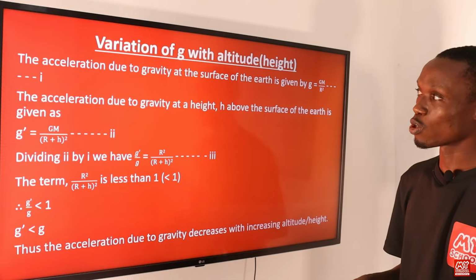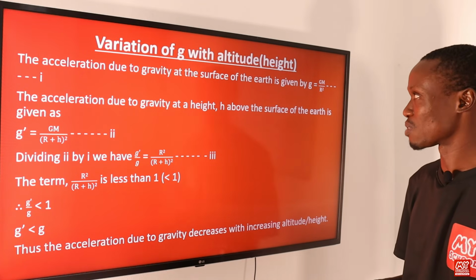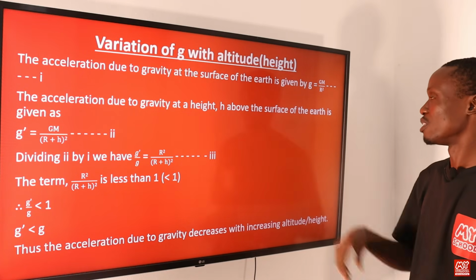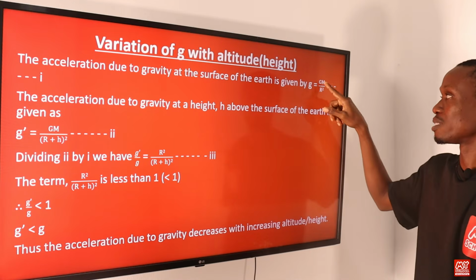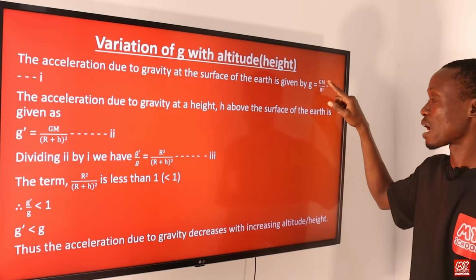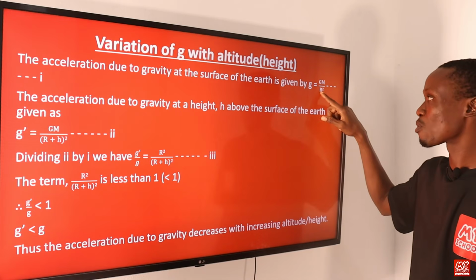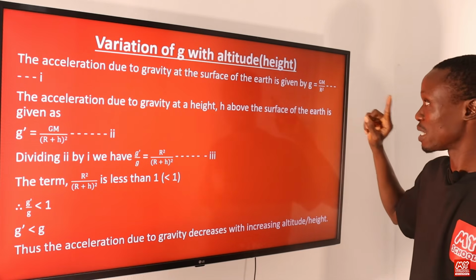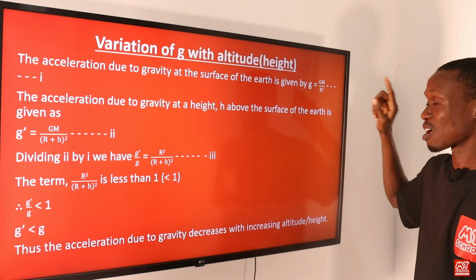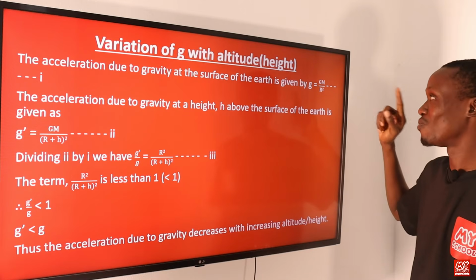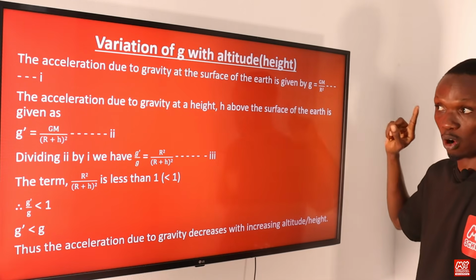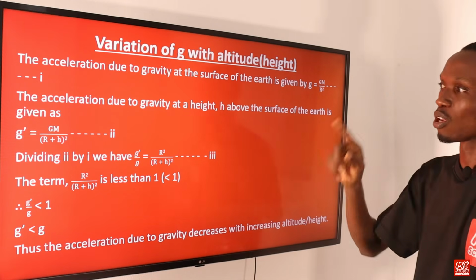Okay, the acceleration due to gravity at the surface of the Earth is given by g equals G M all over R squared, that is capital letter G, capital letter M, all over capital letter R squared. Now remember, R here stands for the radius of the Earth, capital M stands for the mass of the Earth, and G stands for the gravitational constant. So we'll call this equation 1.